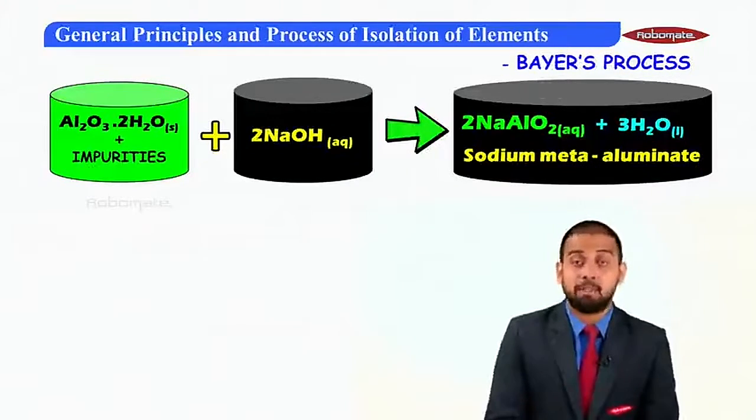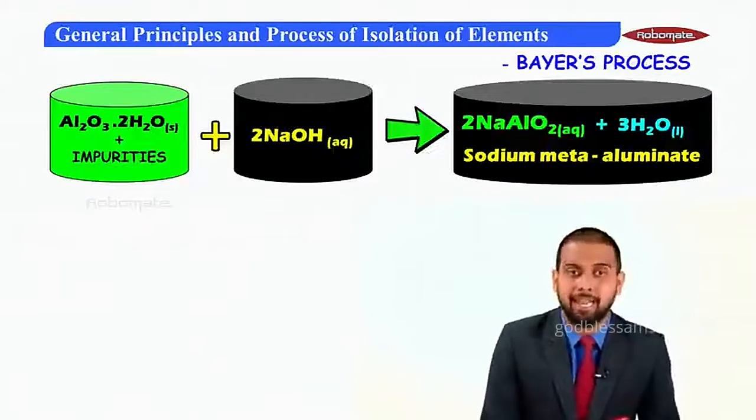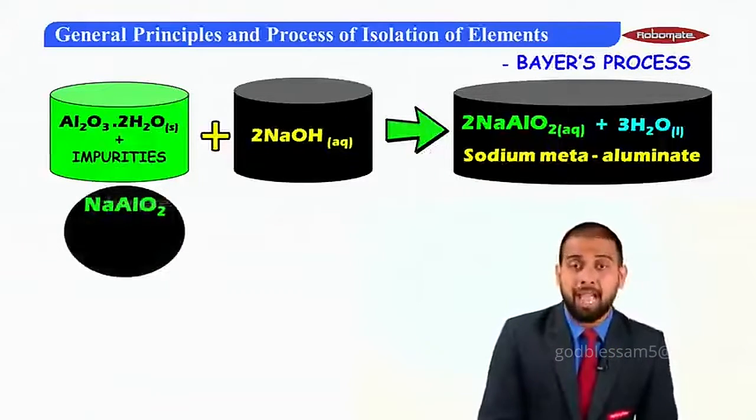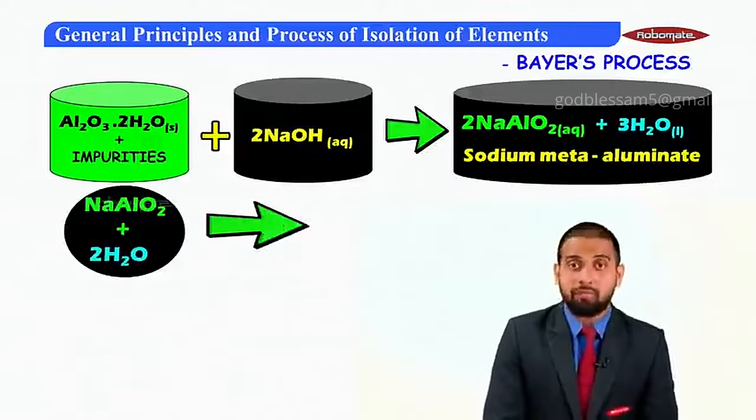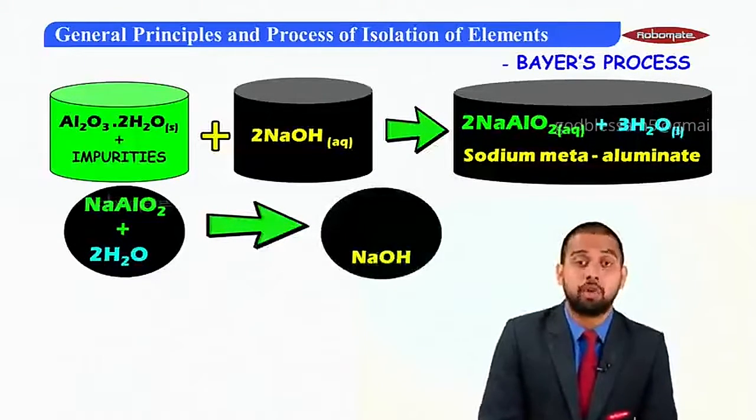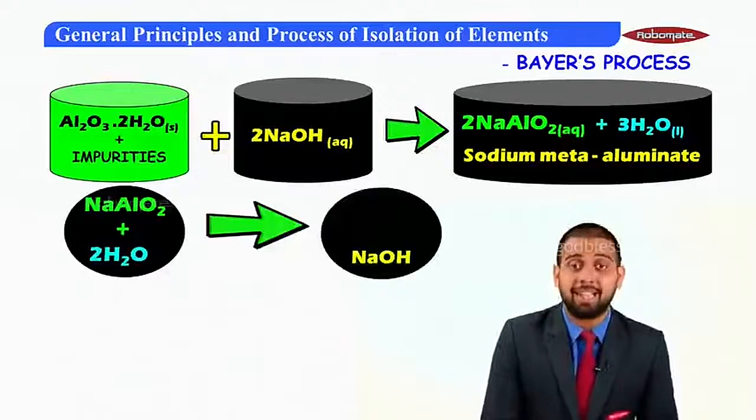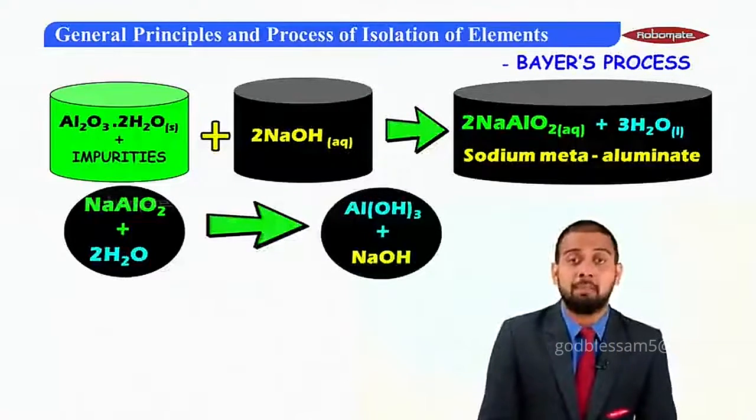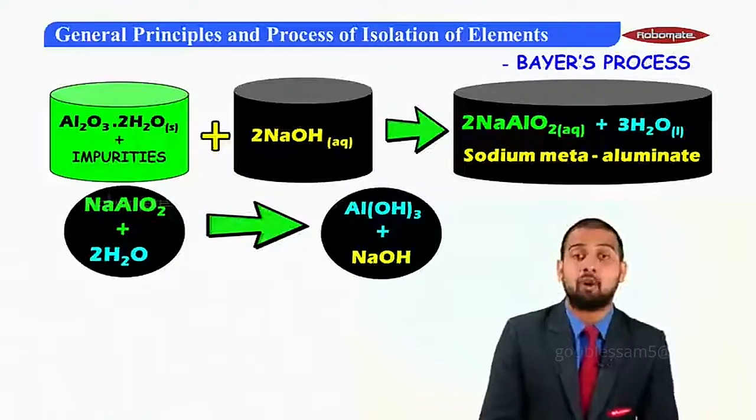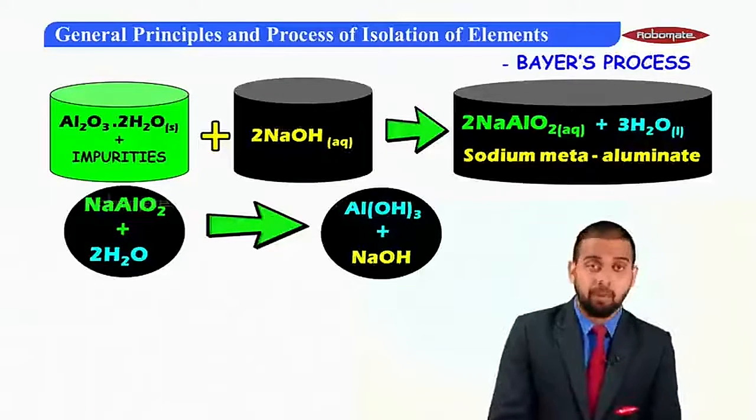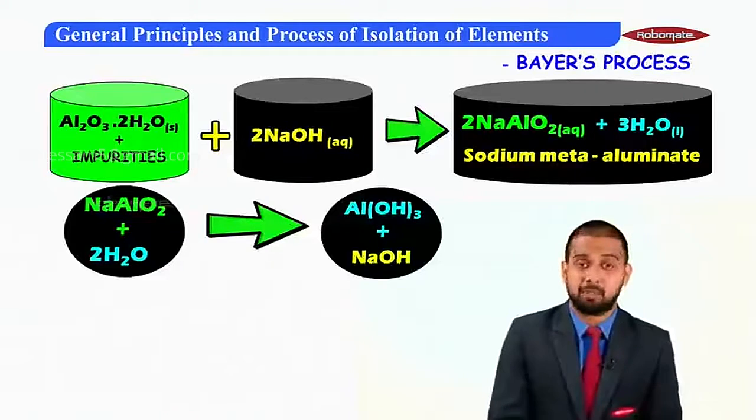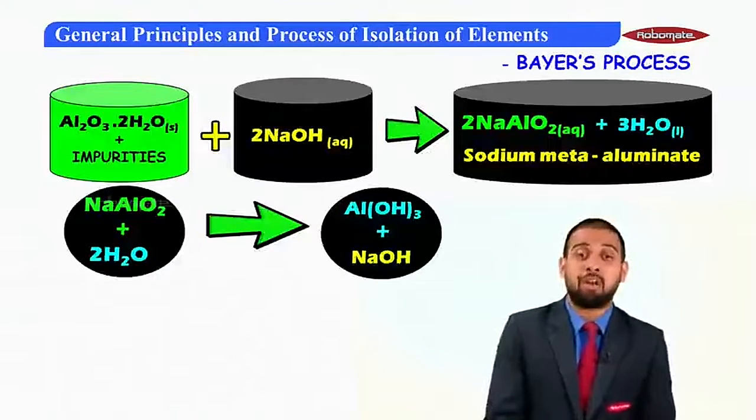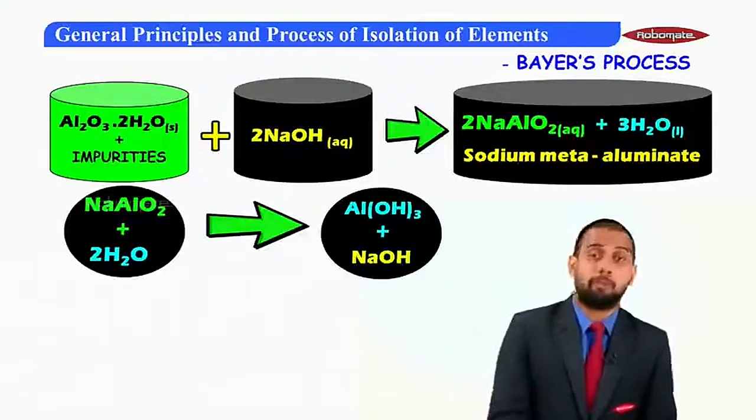Now the next step is we need to regenerate the leaching agent. So if you take this sodium meta-aluminate, it is further treated with some molecules of water. Because of that, the leaching agent which is sodium hydroxide is regenerated, leaving a concentrated metal compound which is aluminium hydroxide. The process gets over here. But if you go to see, this aluminium hydroxide is a gel-like substance. It's a jelly substance, so we would not like to have a gel which can be used for the purpose.